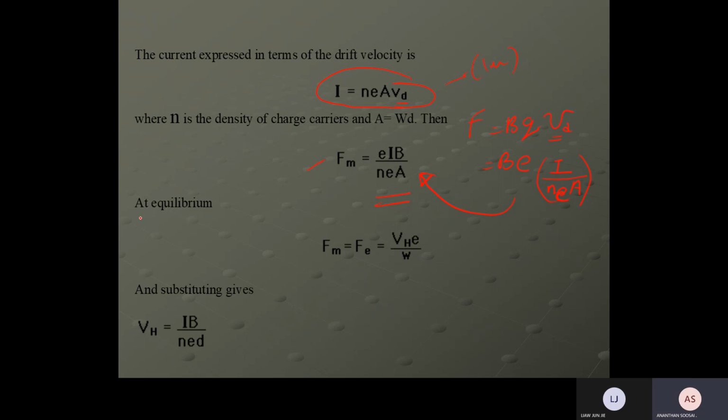Now, at equilibrium, the magnetic force must be the same as the electric force. How did they get this formula for electric force? From your early studies, electric force is Q times E, right? The charge times the electric field strength. Q here is the elementary charge as usual. What is the formula for electric field strength in terms of voltage? This is like a parallel plate, the edge is like a parallel plate, so the electric field strength is V over D, right?